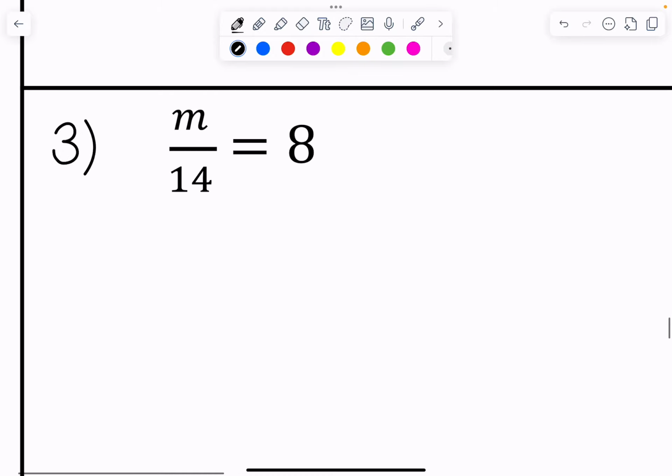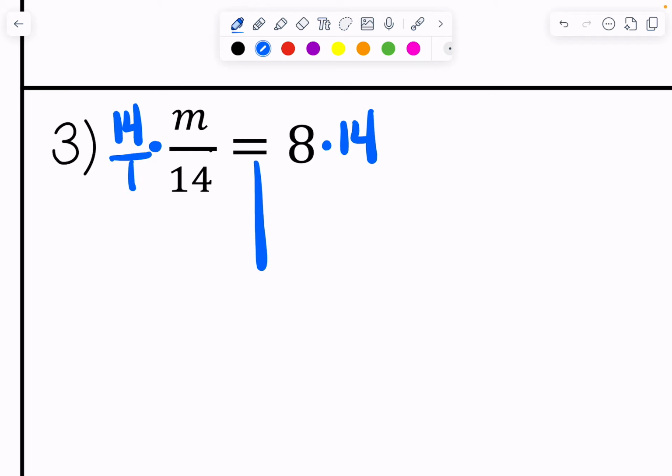On this equation here, I'm going to ask myself what's happening to my variable and how do I undo that? So here I have m divided by 14. So this is written as a fraction. Every fraction is a division problem. How do I undo dividing? I multiply. So I'm going to multiply both sides by 14.